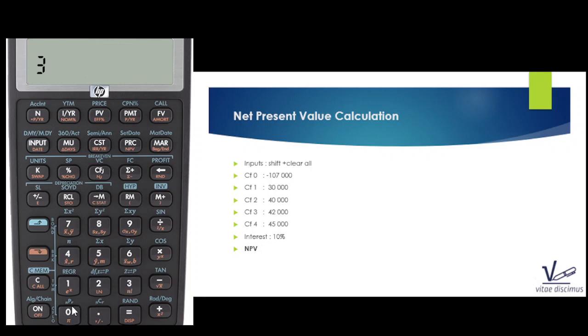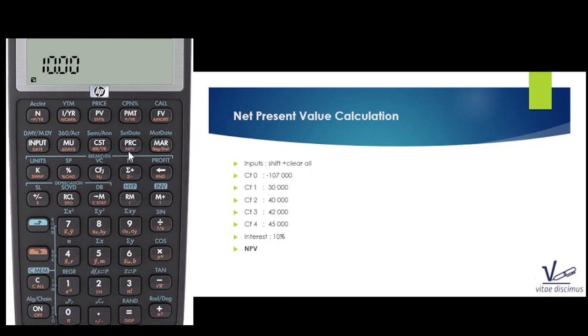Then 30,000 will be our cash flow 1, so we're going to punch in cash flow there. Then 40,000 will be our second cash flow. Then 42,000 is our third cash flow. Then 45,000 is our fourth cash flow. Then we input our cost of capital or our rate of return of 10%. Then we compute the NPV.